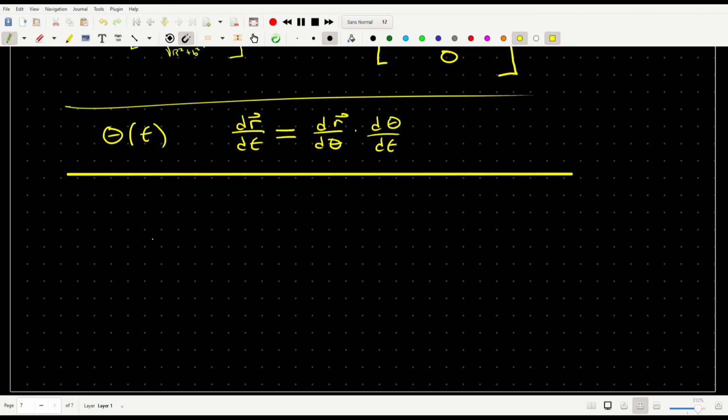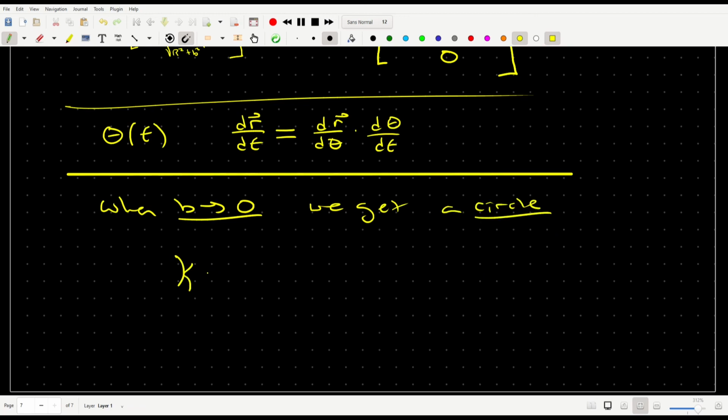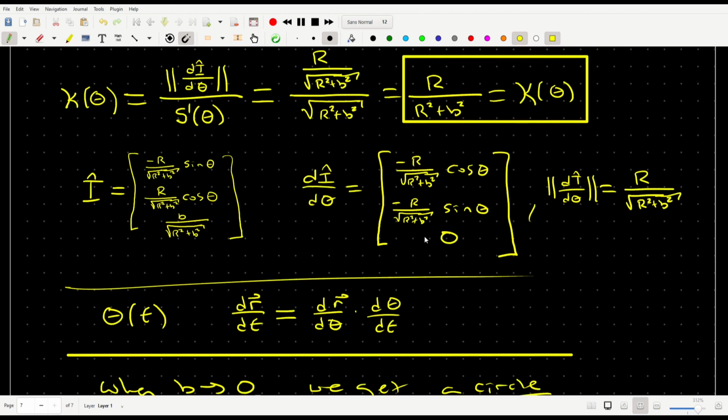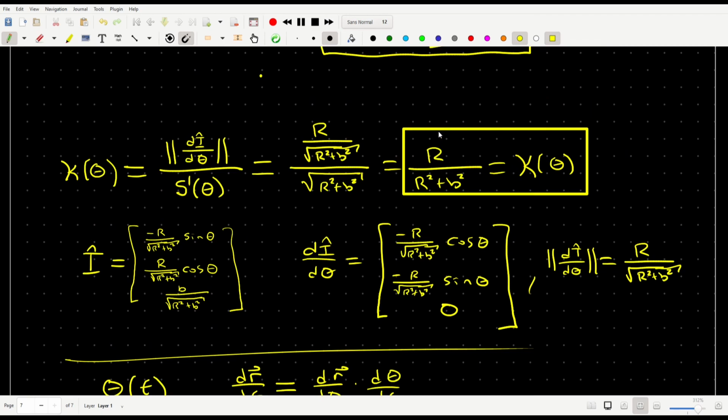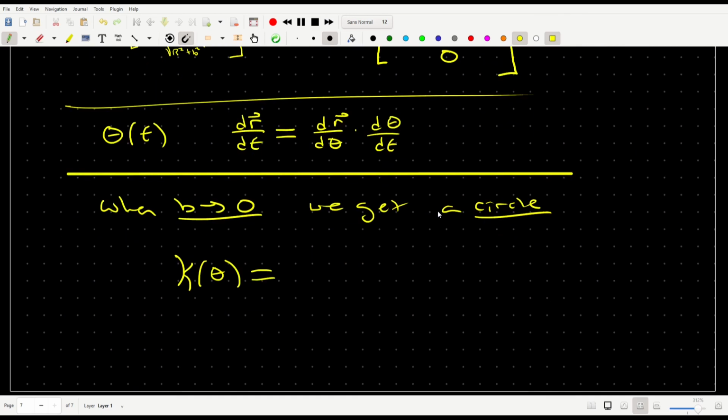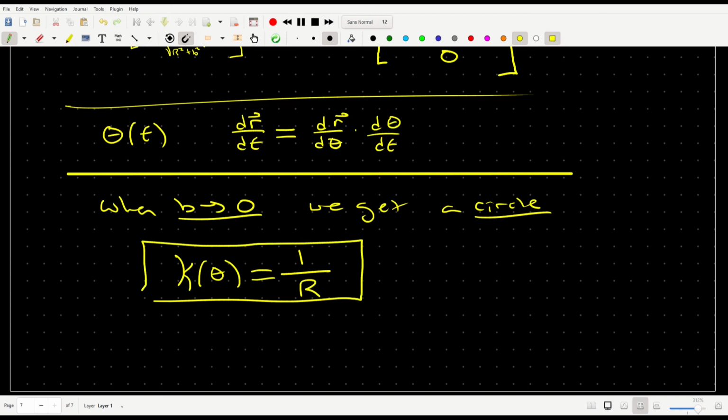And the second thing that I wanted to note is that when b goes to 0, we get a circle in the curvature formula. Curvature as a function of theta goes to r over r squared, because b is going to 0. So the curvature becomes 1 over r, which is a classic formula for the curvature of a circle. The curvature of a circle is 1 over its radius.